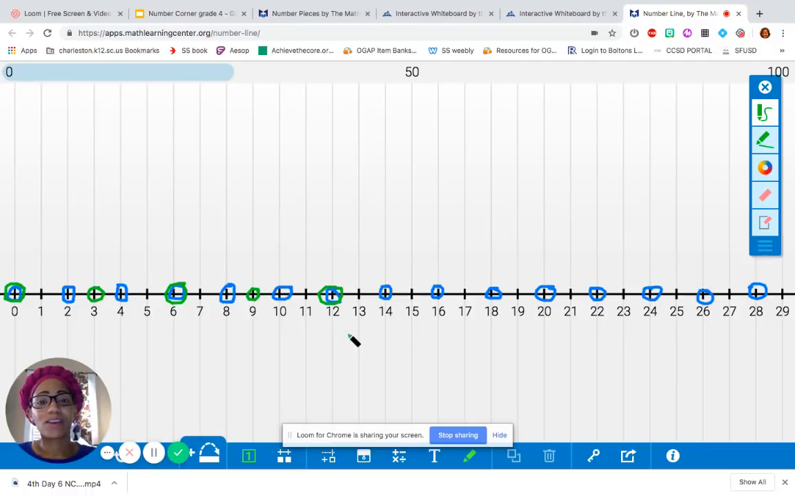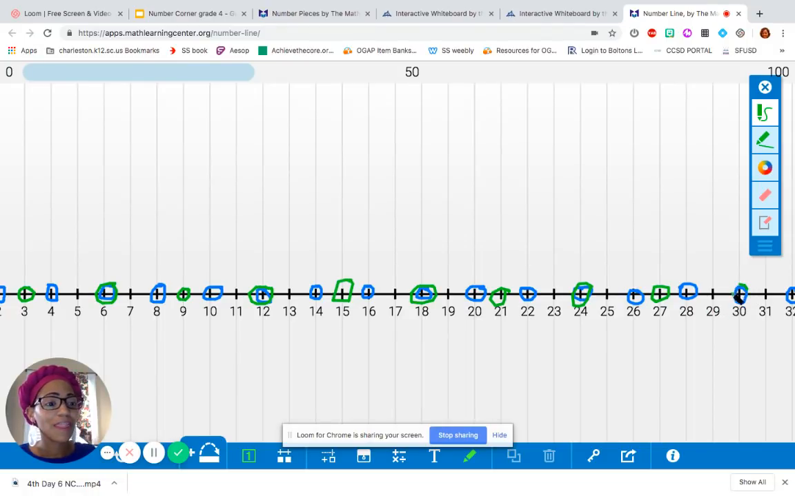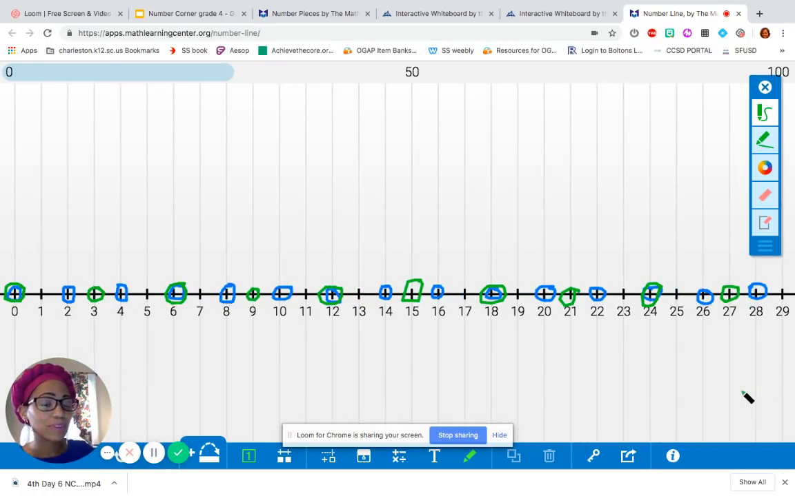So 12, 15, 18, 21, 24, 27, 30. I'm going to stop right there because I want you to think, how many multiples of three do we have now? If you haven't noticed already, I'm counting in threes. And every time I count the third one, I make sure I emphasize it by speaking a little louder.